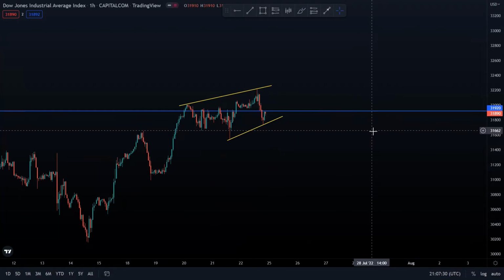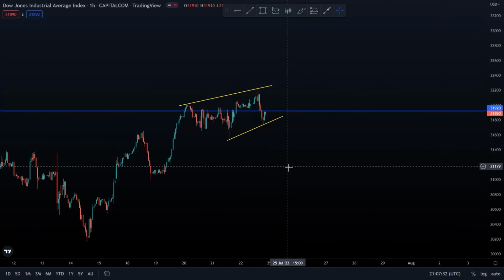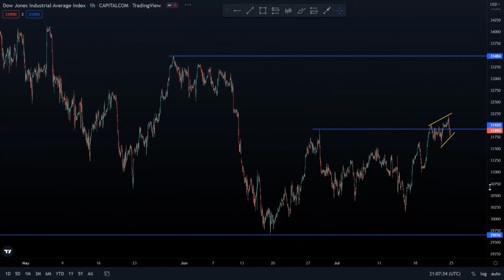Okay guys and girls, I'll keep you posted on any changes on USDT.